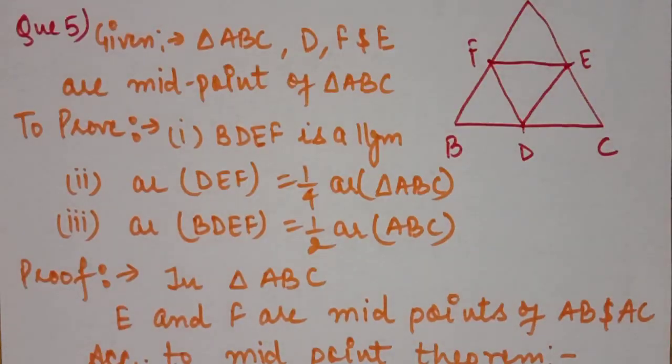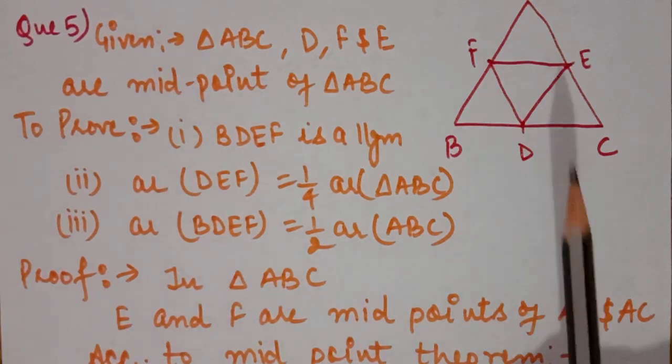So students, now question number 5 from your NCERT. In this question, D, E, F are respectively the midpoints of the sides BC, CA and AB of triangle ABC. Show that we have three parts. First part: BDEF is a parallelogram. Second part: area of DEF is equal to 1/4 of area of ABC. Third part: area of BDEF is equal to half of area of ABC.